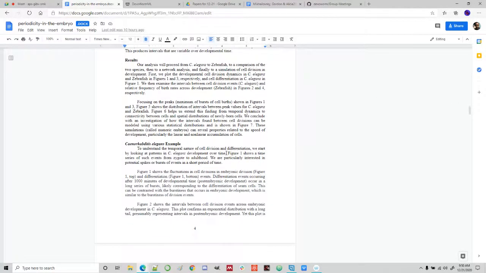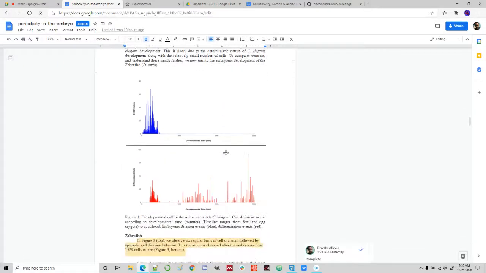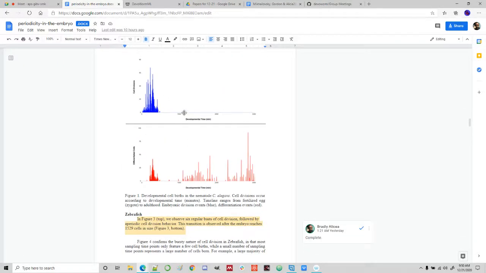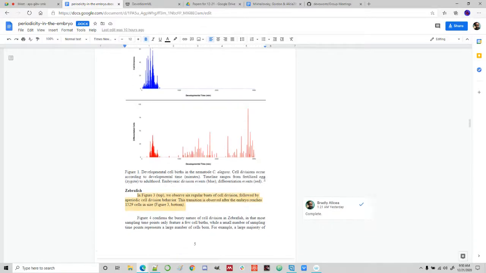Then we go through the results, and I redid these figures. The ones I've shown in previous meetings were not very clear. These are a little bit clearer in terms of some of the data, the distributions of the data. So this is C. elegans. These are cell divisions in the embryo. These are cell differentiations both in the embryo and in the post-embryonic developmental period.